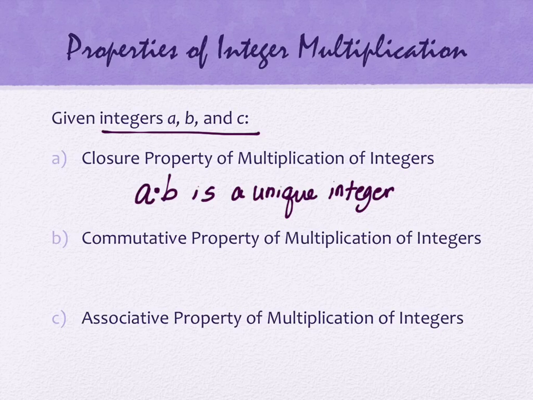All right, so commutative. Everybody likes commutative. What's commutative say? A times B equals B times A.